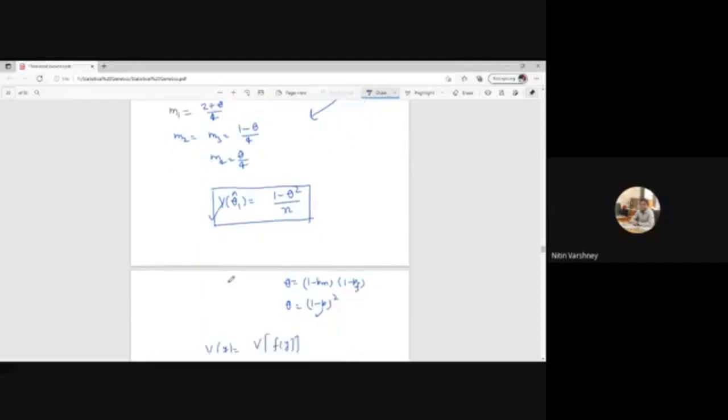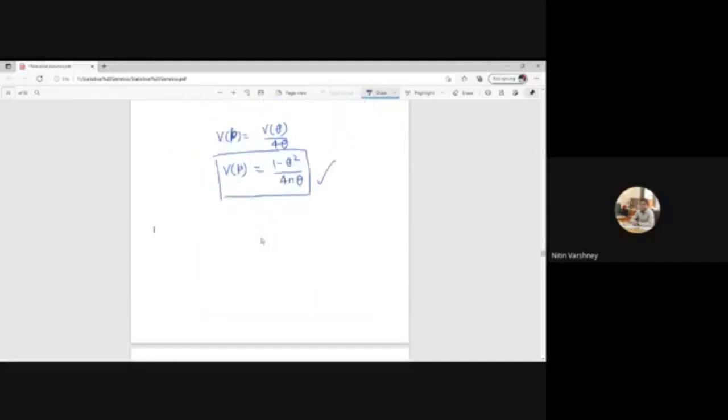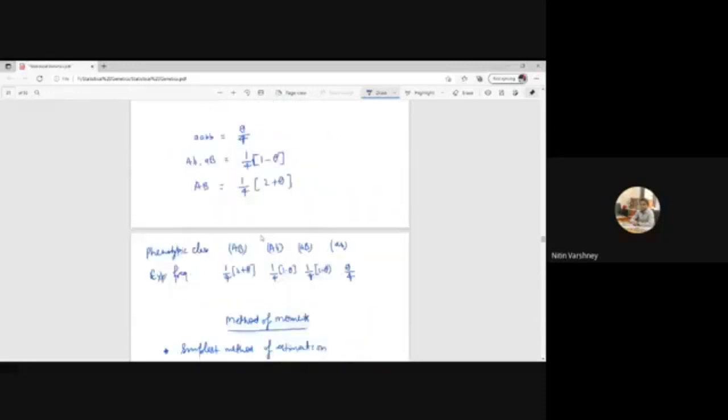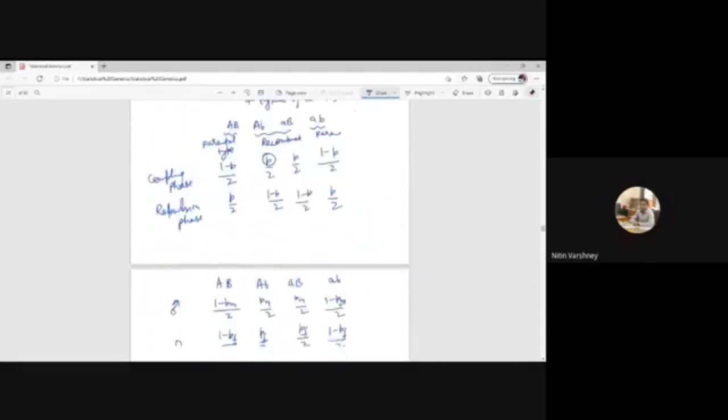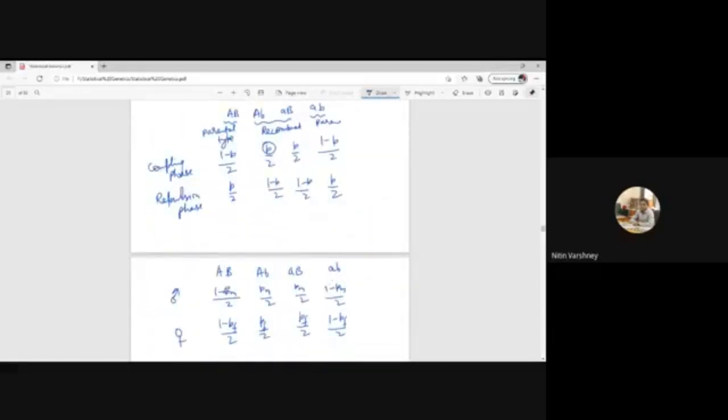Now if we are considering our repulsion case, this is for coupling. So for repulsion, this theta will be what? PM PF, isn't it? So instead of theta in coupling, we are taking 1 minus PM, 1 minus PF. That is for the coupling phase parental we are taking.